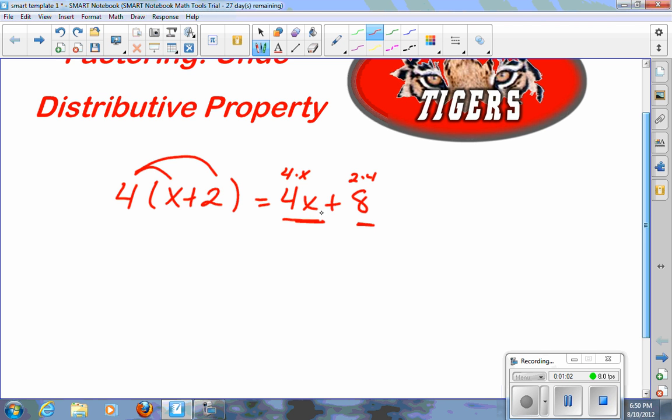So if I pull out that 4 in common, I'll pull it out and I'll leave a set of parentheses, and I'll write down everything that's left. So I pulled this 4 out and I have an x left. And here I pulled this 4 out and I have a 2 left, with a plus sign in the middle. So that's how you undo the distributive property.